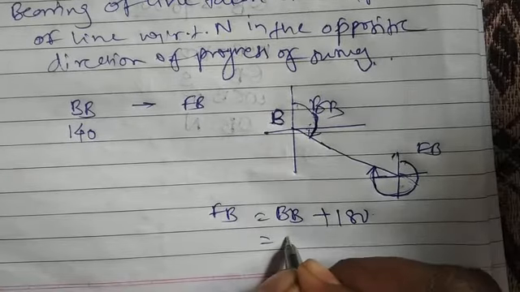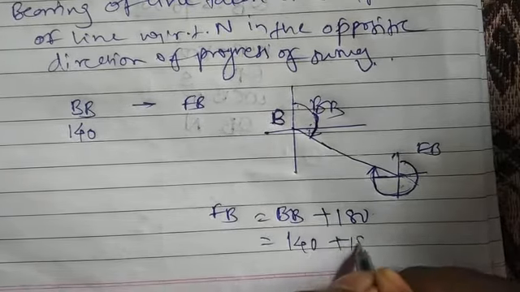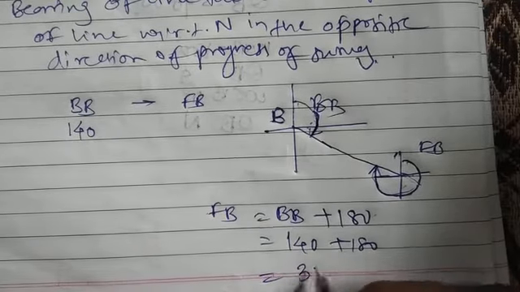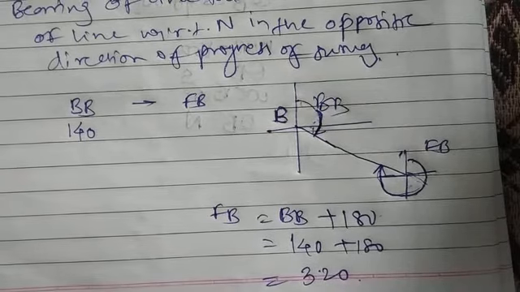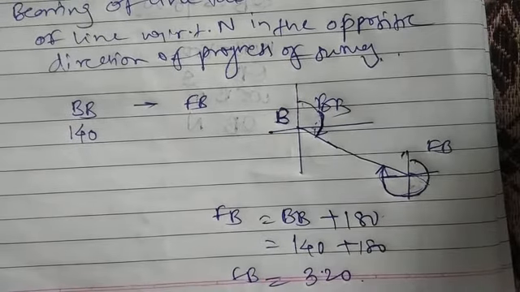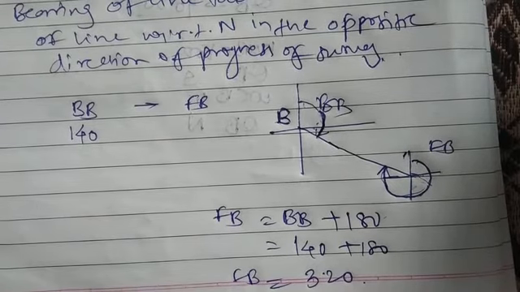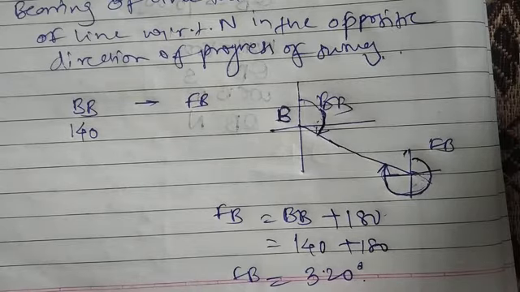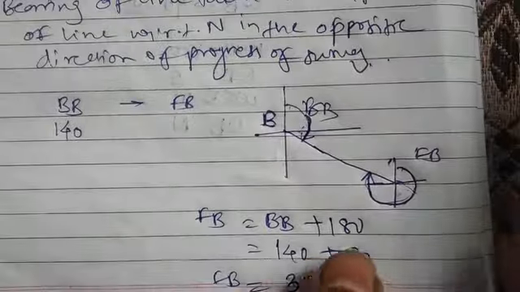So it will be 140 plus 180, it should be 320 degree. So the forebearing of the line is 320 degree. Okay. Now let's solve some more examples in order to understand this.